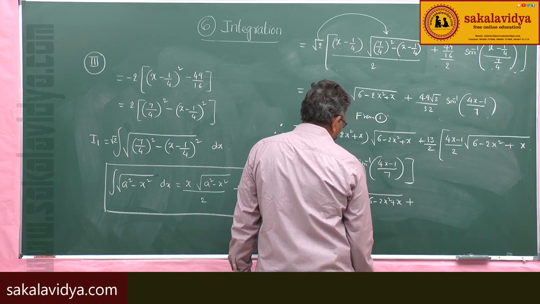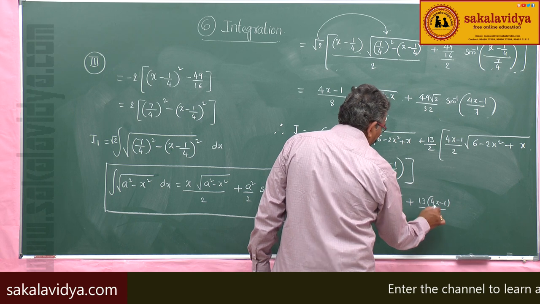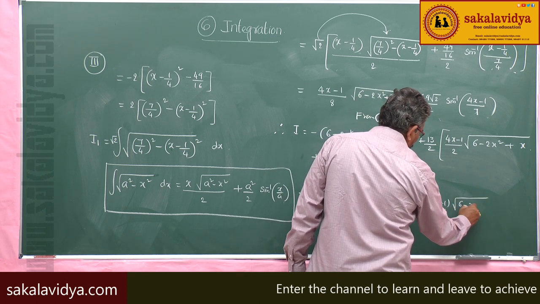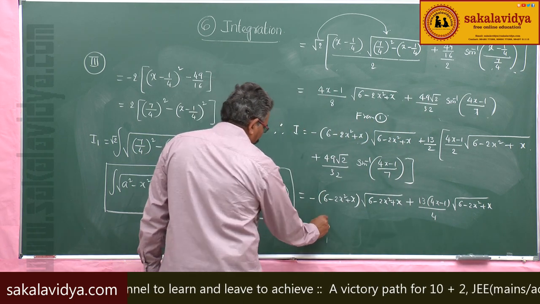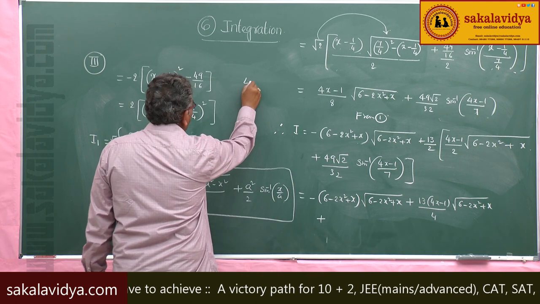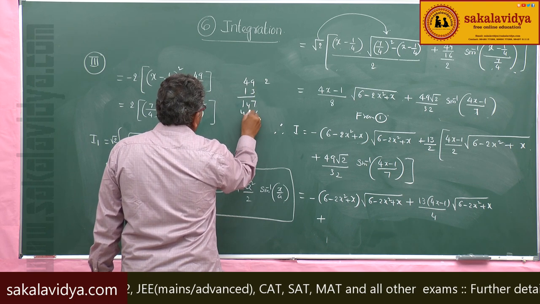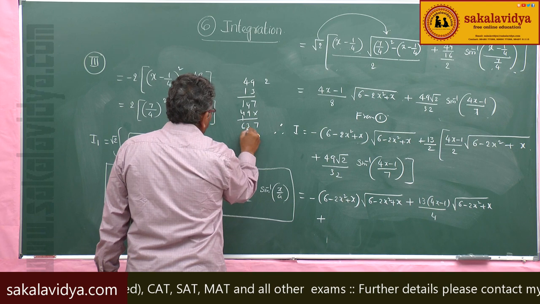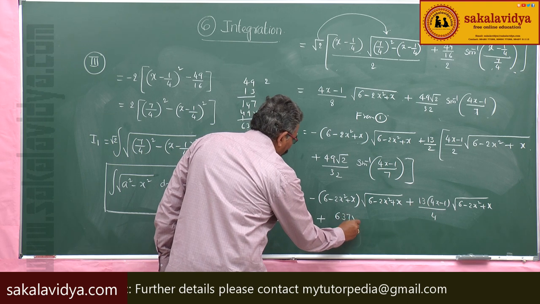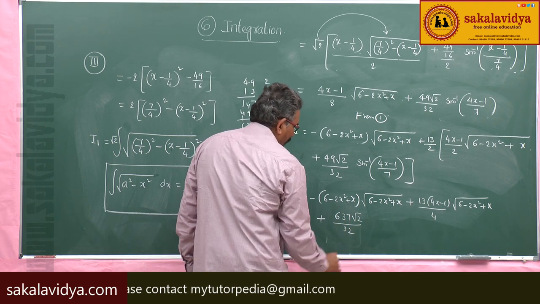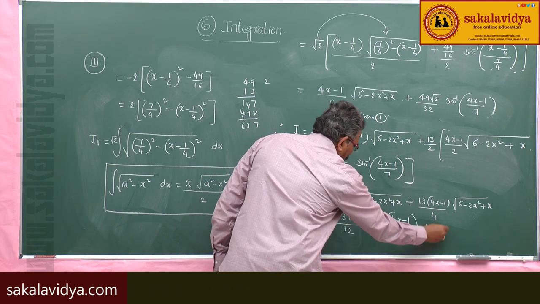plus 13 multiplied with (4x minus 1) by 16 root of (6 minus 2x square plus x), now plus 13 into 49, that is 637 root 2 by 64, sin inverse ((4x minus 1) by 7) plus constant of integration.